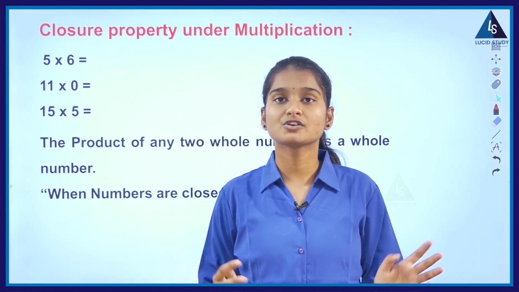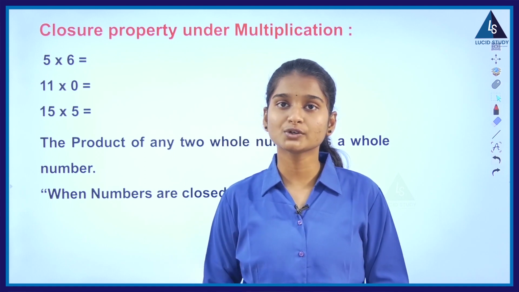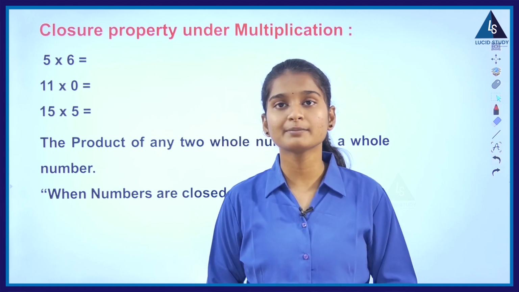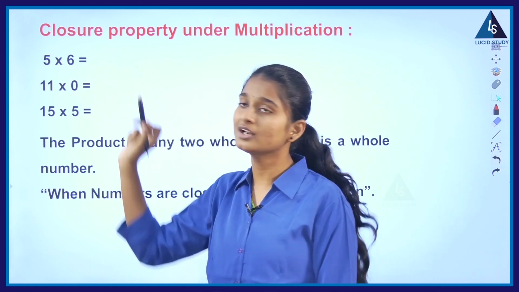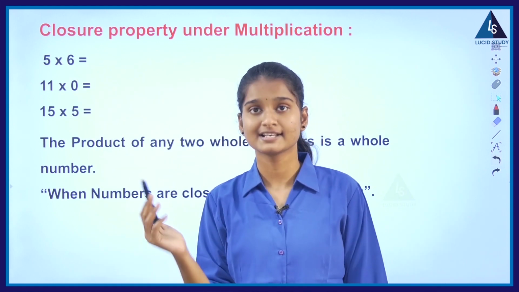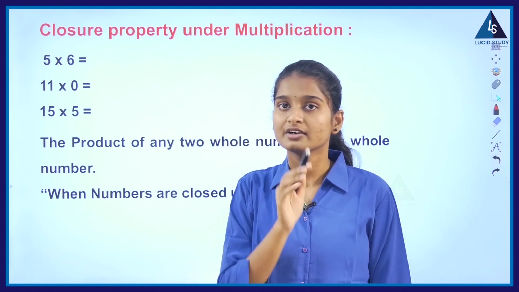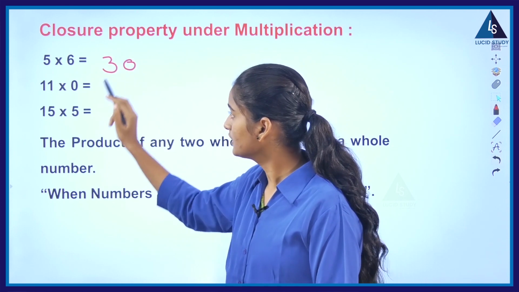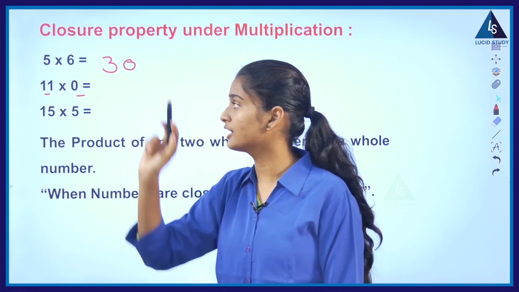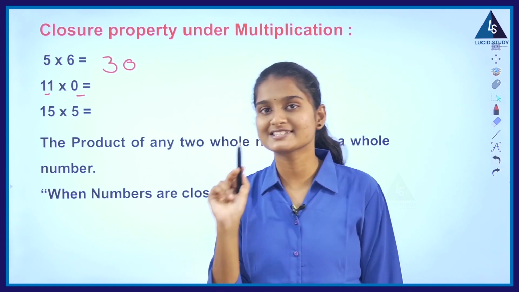Children, we learned closure property of whole numbers under addition. Now let us go through closure property of whole numbers under multiplication. So children, here are two whole numbers, 5 and 6. When 5 and 6 are multiplied, what is the product? 5 into 6 is equal to 30. Here are two more whole numbers, 11 and 0. So 11 into 0 is 0.